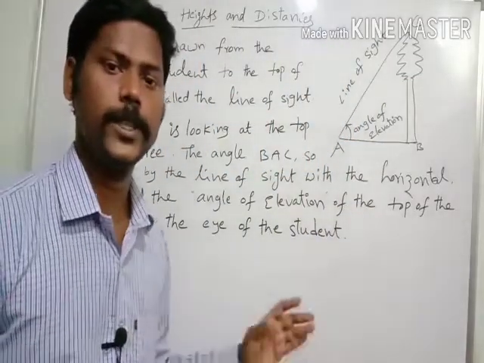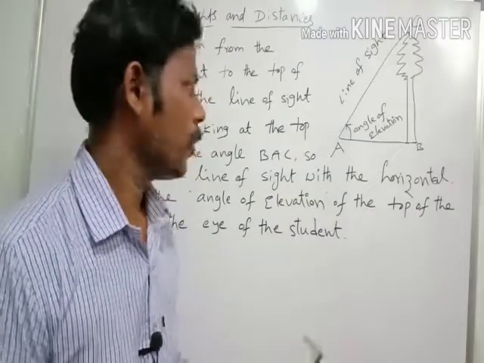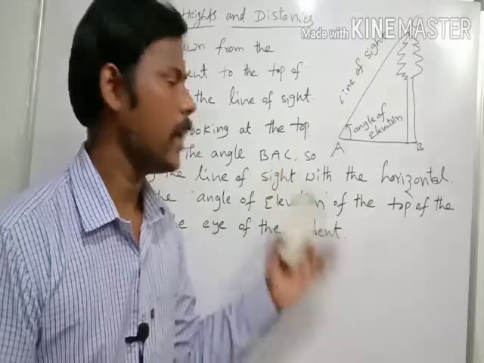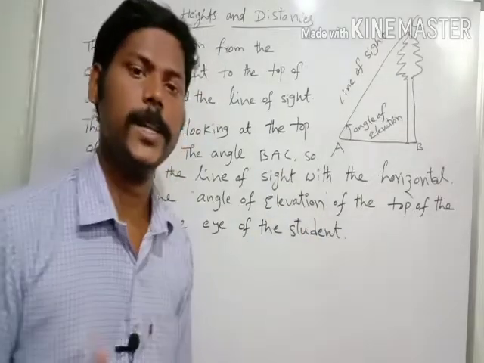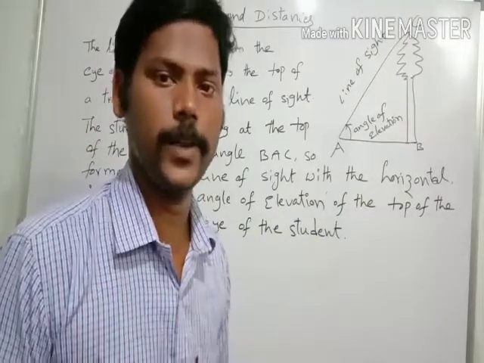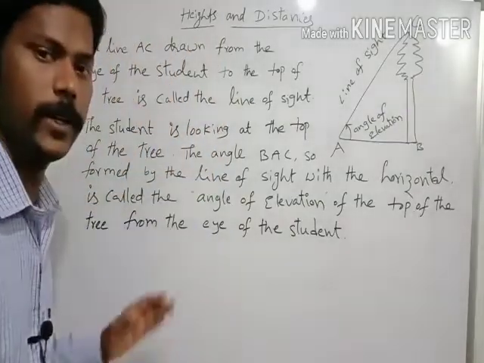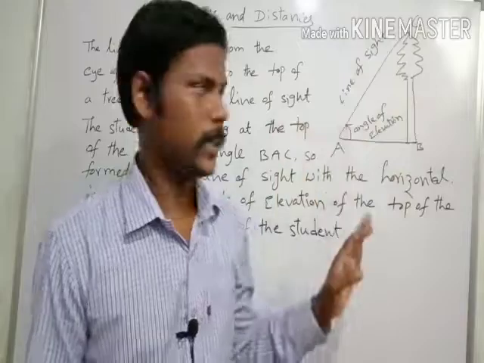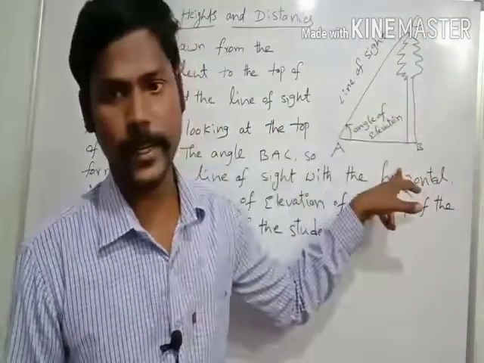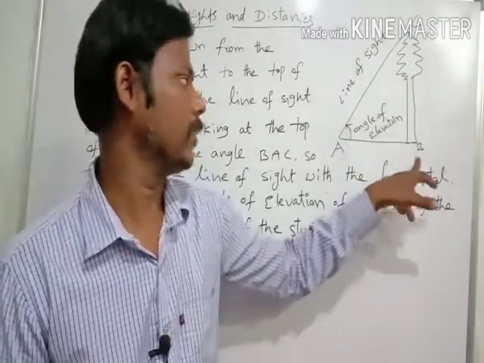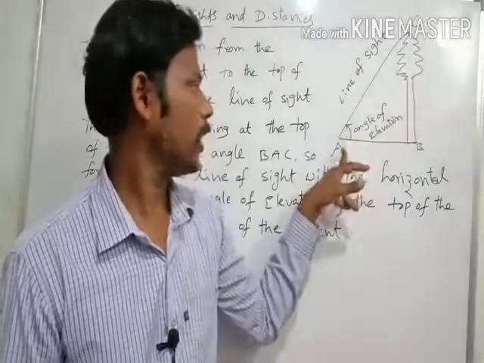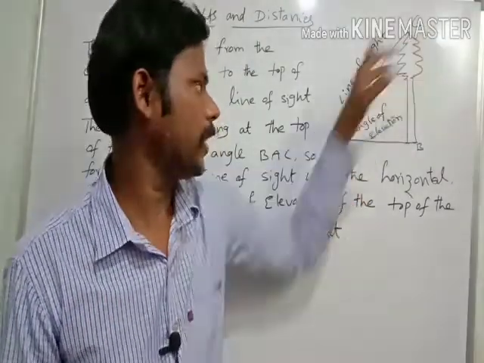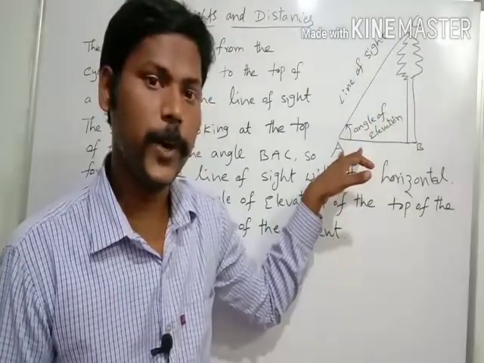Before discussing heights and distances, first of all I will explain line of sight and angle of elevation. What is line of sight and what is angle of elevation? Look at the board for the explanation. Here I draw a diagram. BC is a tree. Look at the board, children. Here one student is there. The student observes the top of the tree from point A.